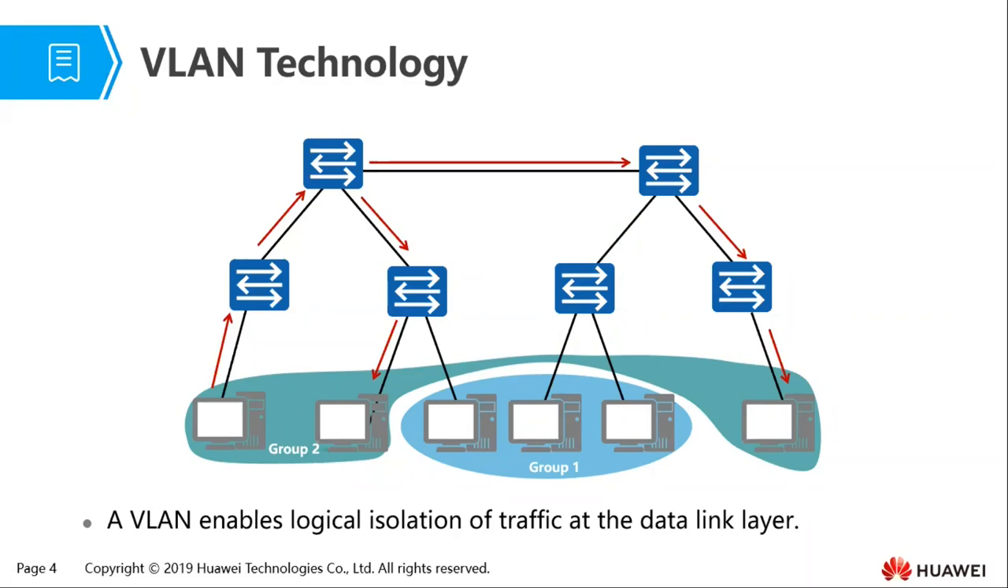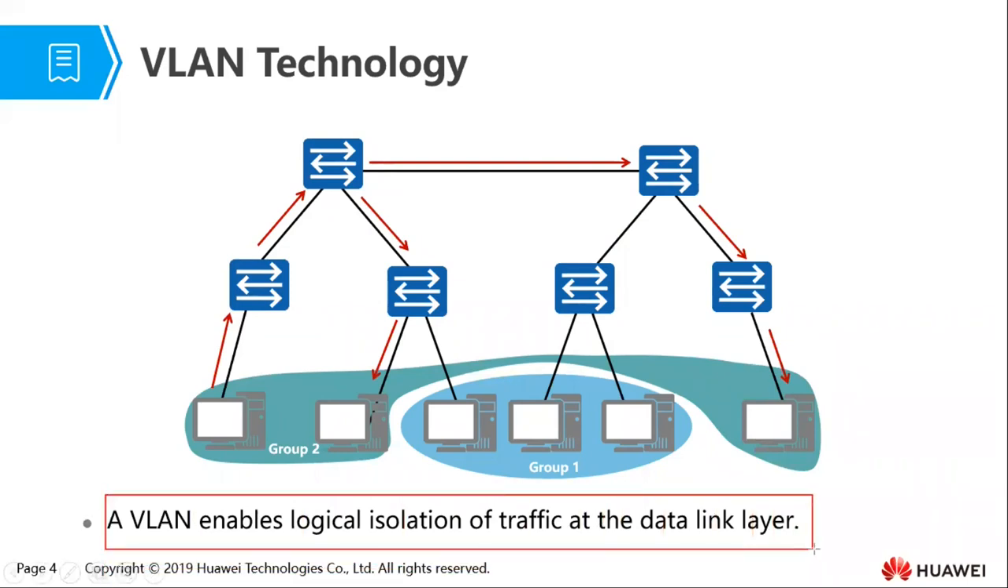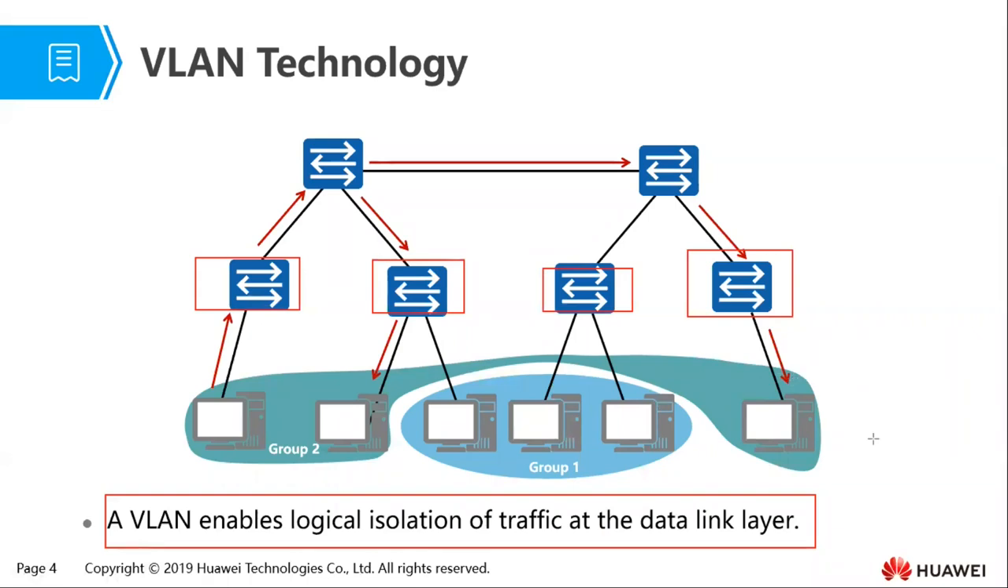So really, VLAN technology enables the logical isolation of traffic at the data link layer, irrespective of the physical location of that particular device. So what does that mean? This switch might be on the ground floor, this one first floor, this one third floor, this one maybe fourth floor. These are access layer switches. But you see, we can group end devices into group one, irrespective of the floor in which it is. So this device and this device here, they are in group two. On the other hand, this device here, this one, and this one, they are in group one.